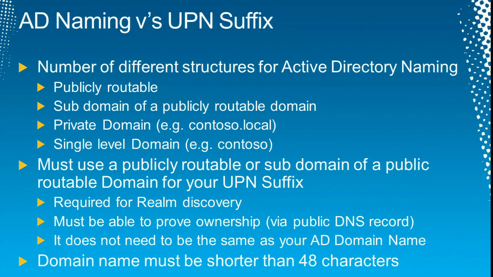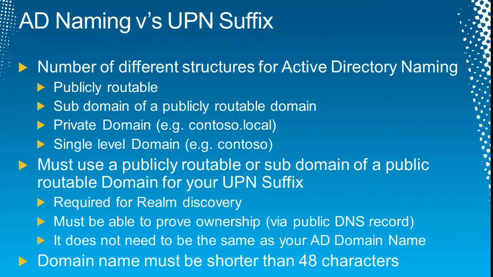Okay, so the most common, or maybe not the most common, but the easiest one to deal with is what I call a publicly routable name. So this is a name that you can prove you own on the internet. Something like contoso.com is publicly routable. You can define a DNS entry for it. You can prove ownership. Very simple model. Okay. You can also use subdomains. So there's some recommendations that Microsoft had previously around using something like corp.contoso.com as the name of your AD. Using that for your UPN suffix is okay as well.